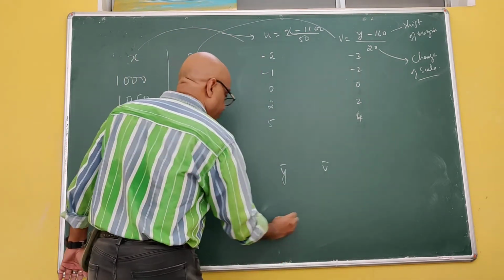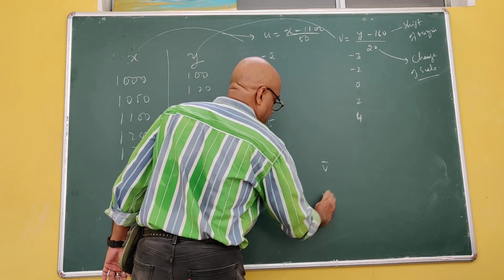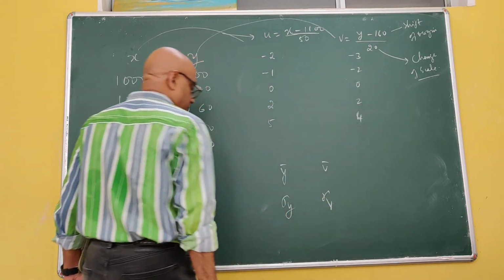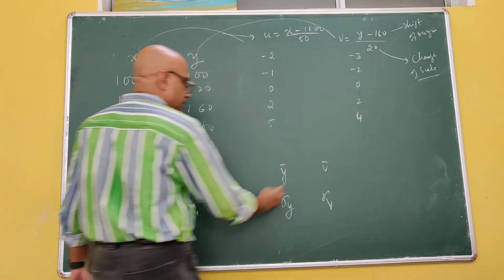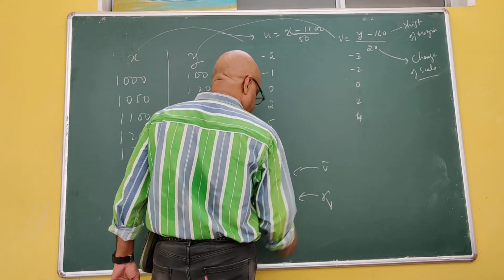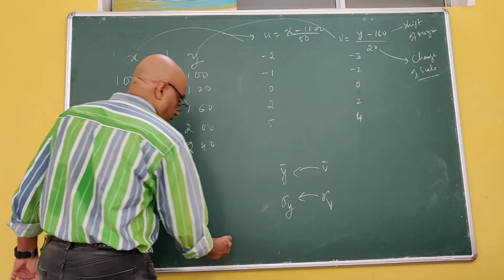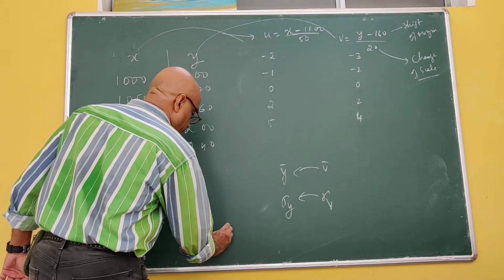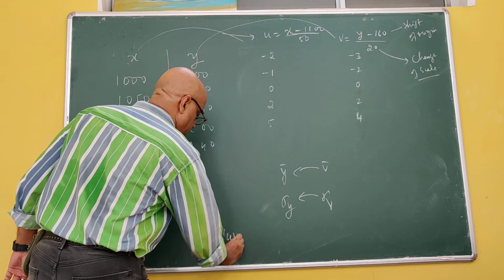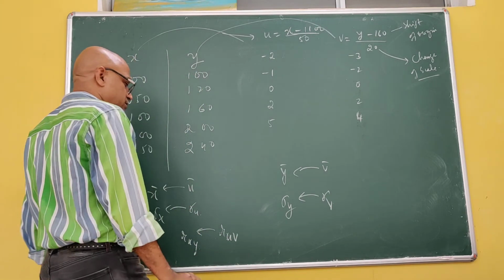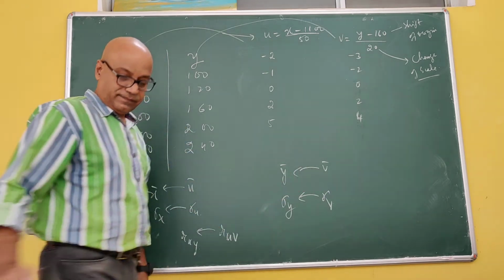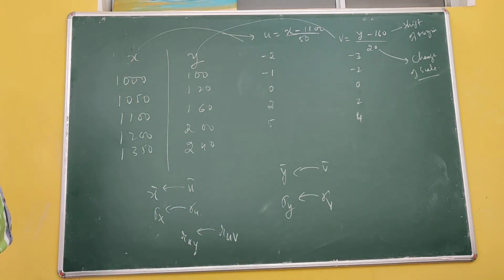But the point is, if you have say sigma V, can I come back to sigma Y? Can I come from here to this? And most of all, if you have R U V, can you come to R X Y? And the answer is yes. Well, we'll see how it changes.